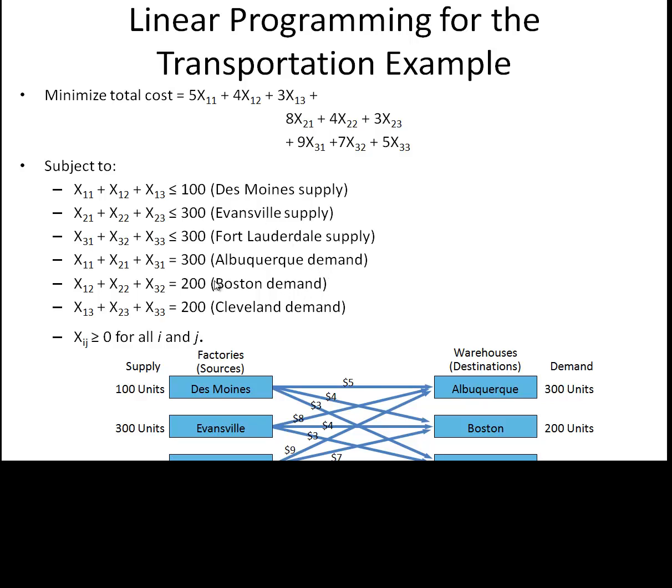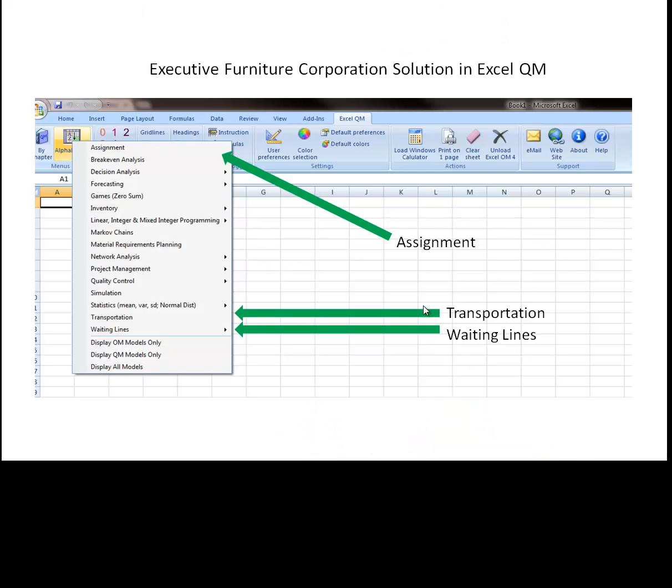Whereas with Boston, the demand is 200, so the most that we can ship, or the most that they can receive, is 200. Okay, so as we continue this operation, we go to our QM for Excel.